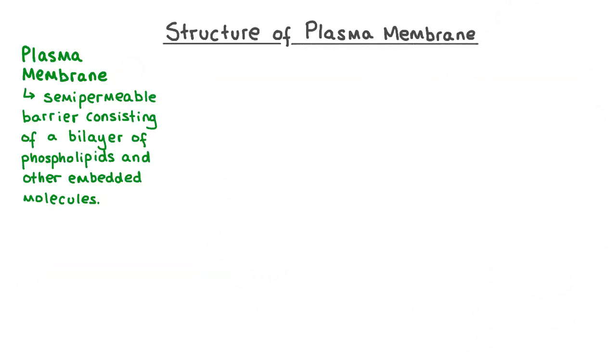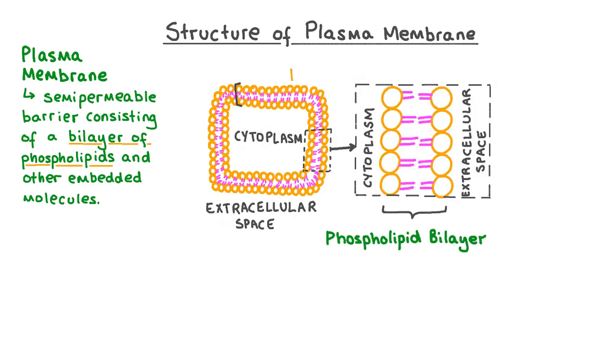Whether they surround organelles or the cell itself, all plasma membranes in living cells share a common feature. They all have the common basic structure of a phospholipid bilayer. This diagram shows a simplified typical animal cell, and the plasma membrane that surrounds it. We can see that this plasma membrane at the surface of the cell separates the cytoplasm from the extracellular space around it. By magnifying just a section of this membrane, we can see the phospholipid bilayer more clearly.